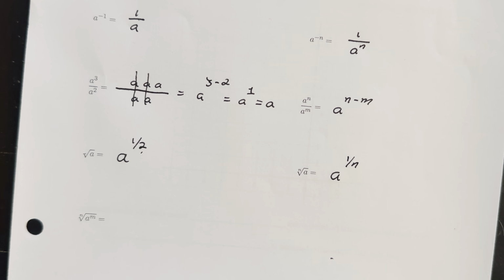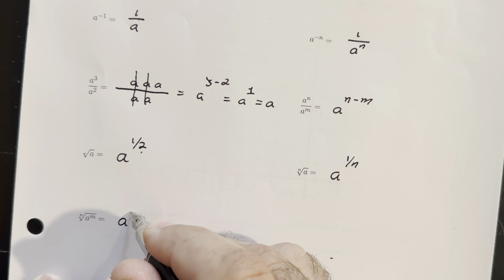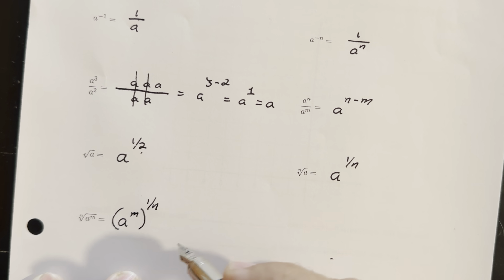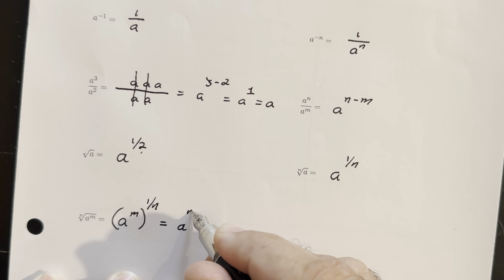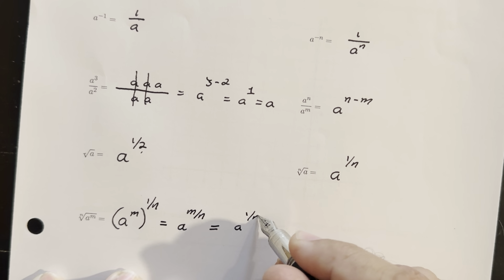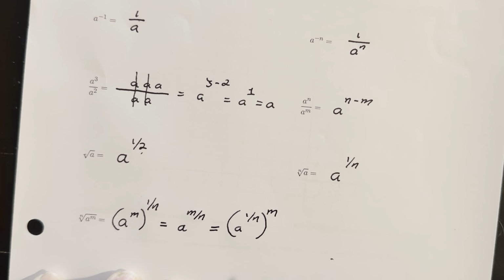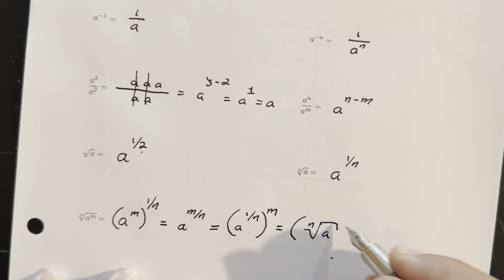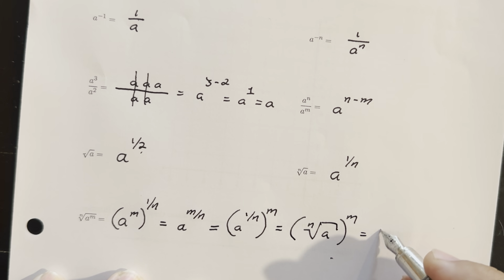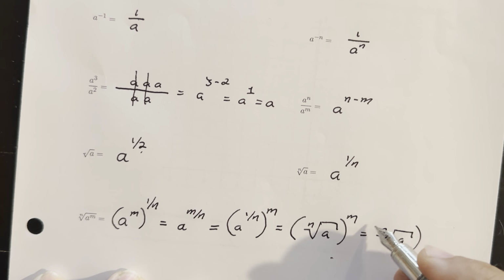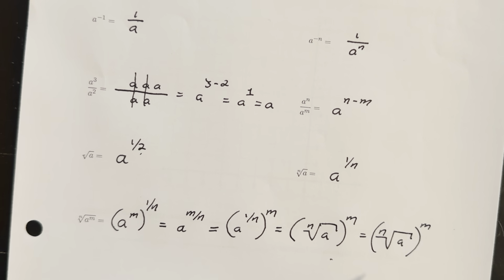Now, what happens when I've got a to the m under the nth root? Well, note that this is the same thing as a to the m raised to the 1 over n. Using one of our previous rules, we just multiply m times 1 over n, giving us a raised to the m divided by n. And note, I can rewrite this as a to the 1 over n, and the whole thing is raised to m, and that's the same thing as the nth root of a, raised to the m. Actually, let's keep the parentheses. It looks funny without it. So you can rewrite it like that.